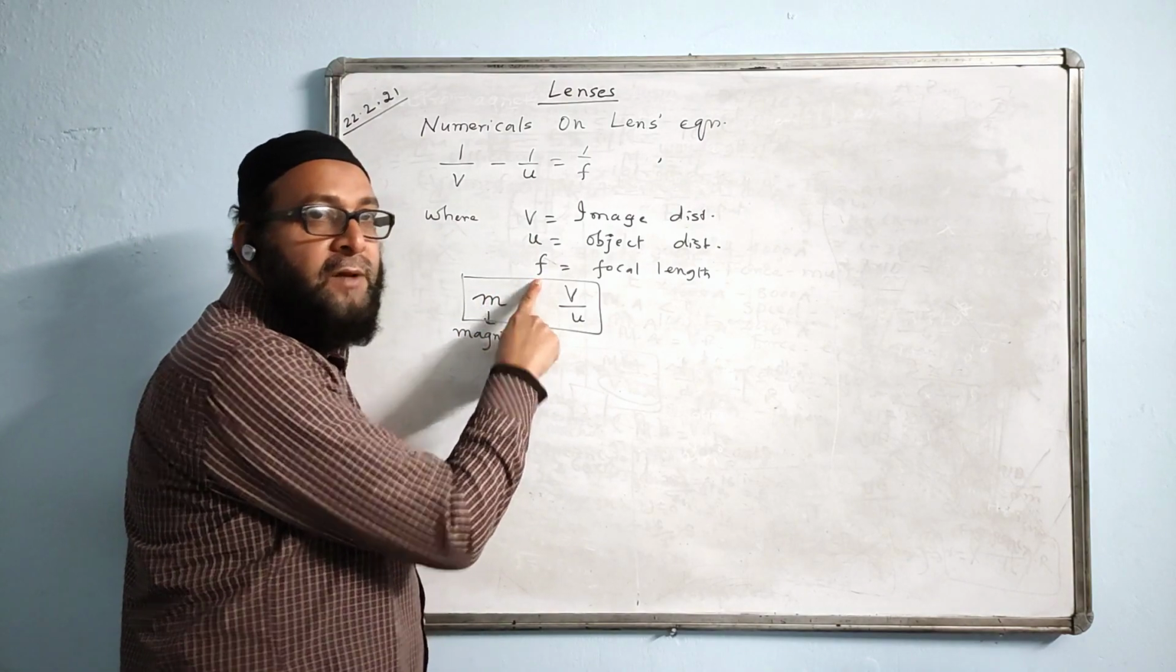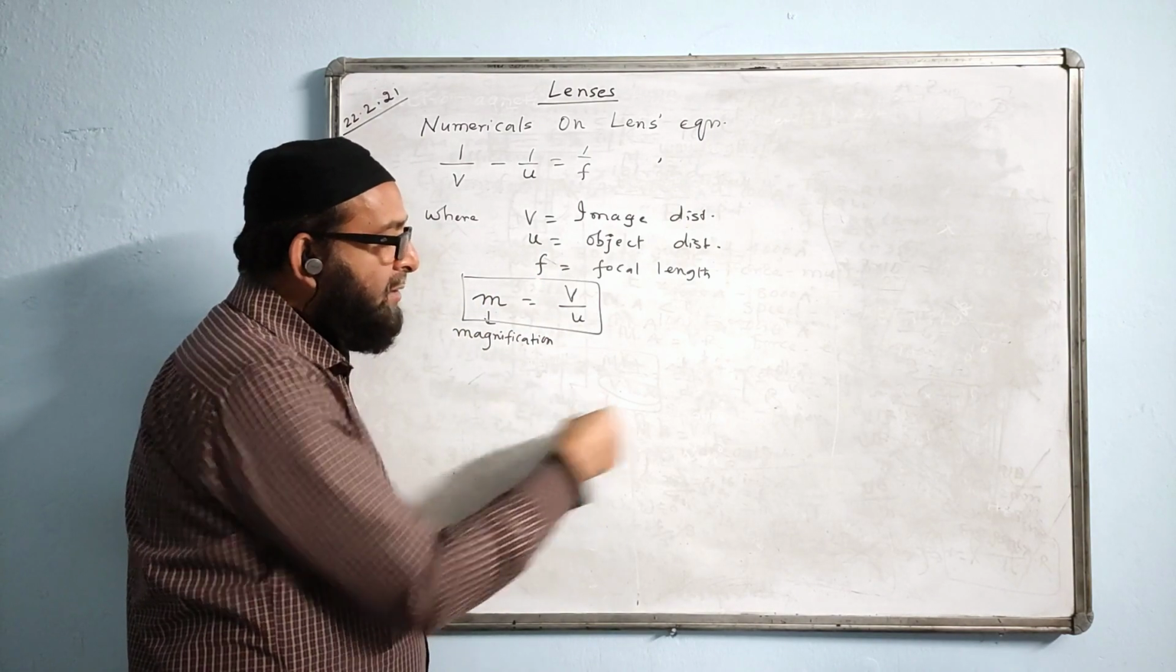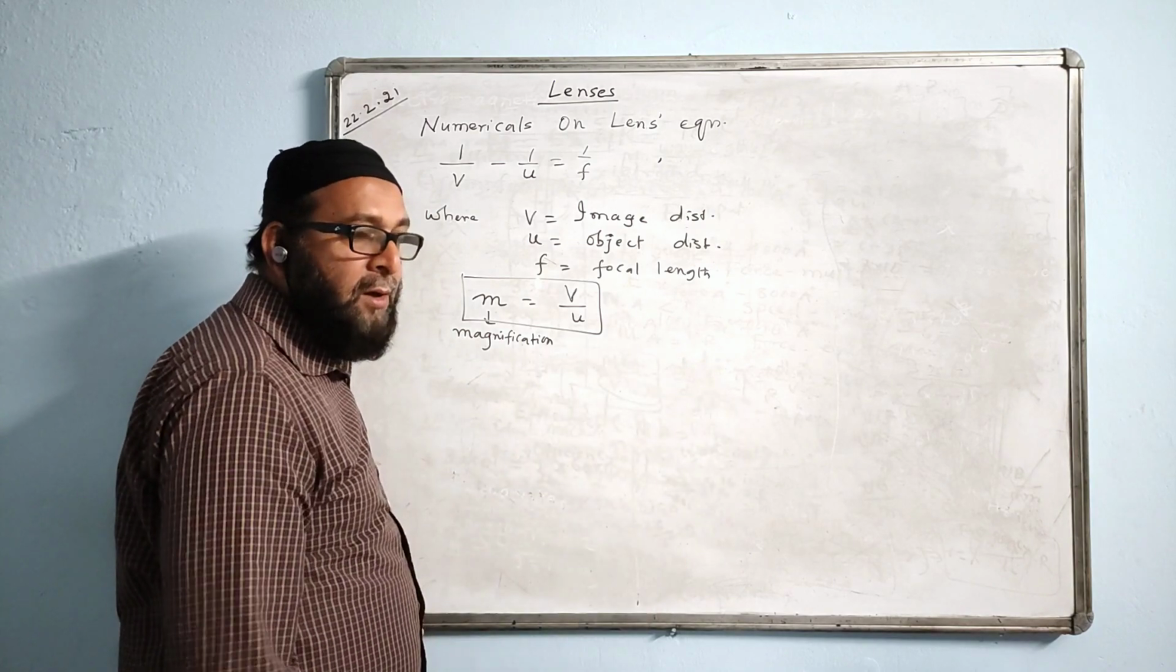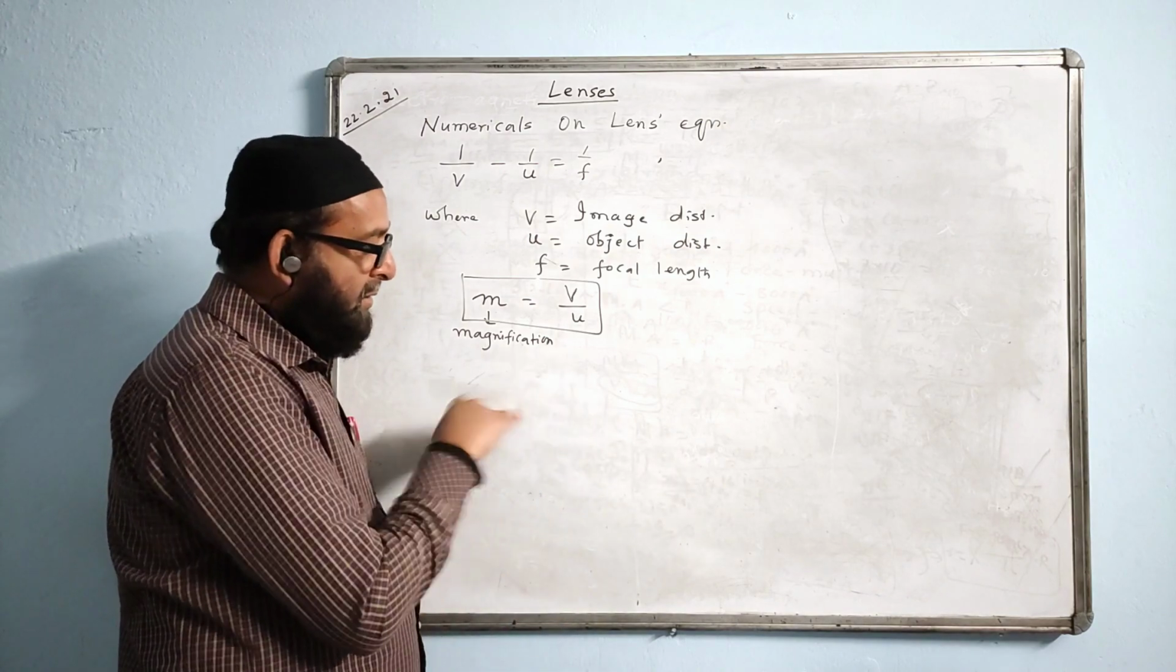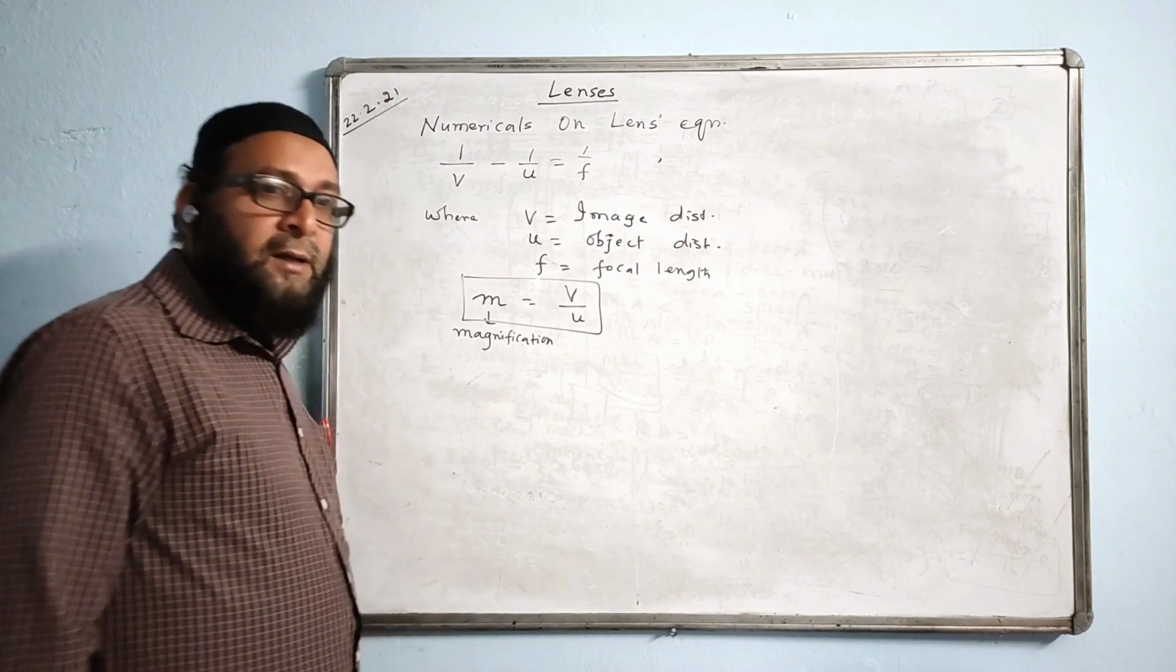Sign for the focal length: if the lens is a convex lens, the focus is situated on the right side, so it is positive. But if it is the concave lens, it is the virtual focus, which is on the same side, that will be taken negative.